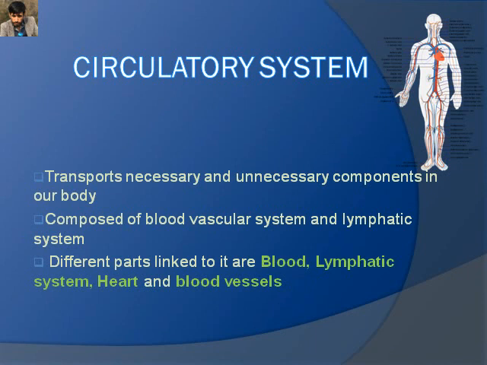It mainly consists of blood vascular system and lymphatic system. Different parts associated with circulation are blood, lymphatic system, heart, and blood vessels.